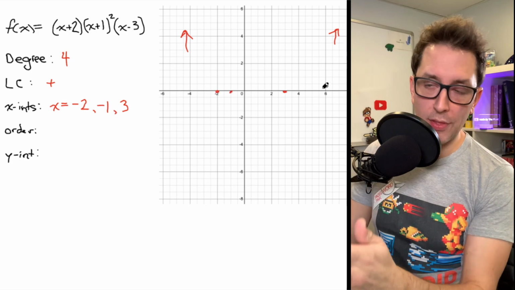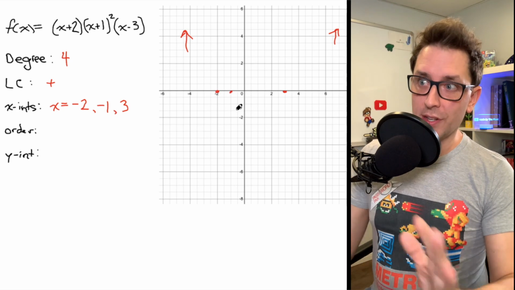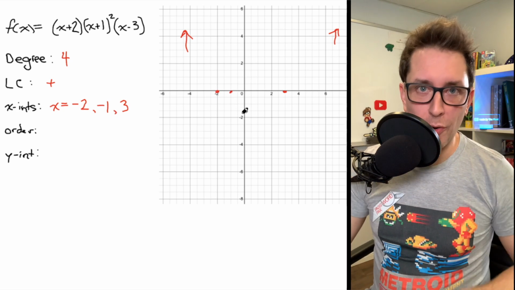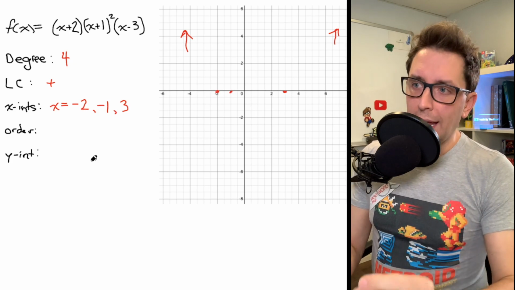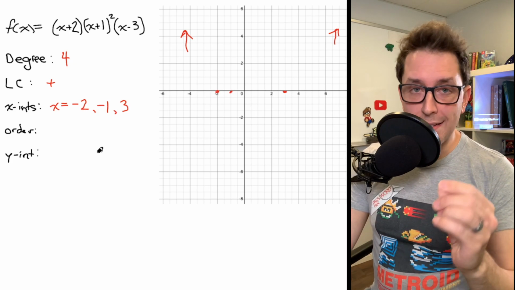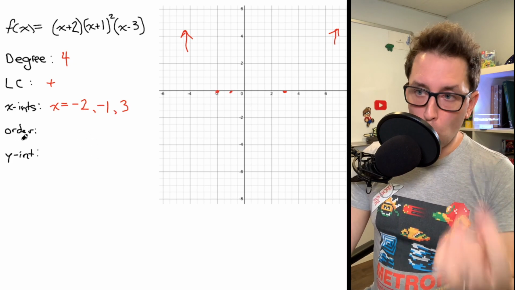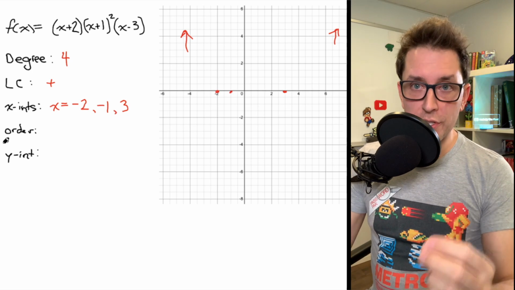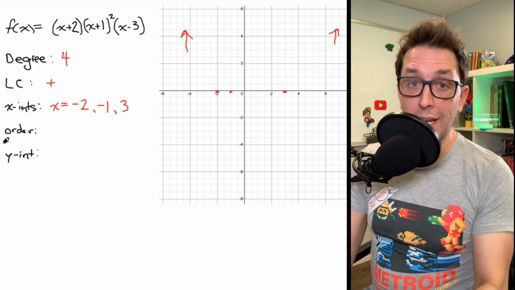And I've just gone ahead and plotted those on our graph for us. You can already see that our graph is starting to take shape. We're not just working with 2 floating arrows anymore. But let's get even more specific and analyze the behavior of our function at these x-intercepts. And that's where this order term comes in. We use the term order to describe what is happening to the function at the x-intercepts.